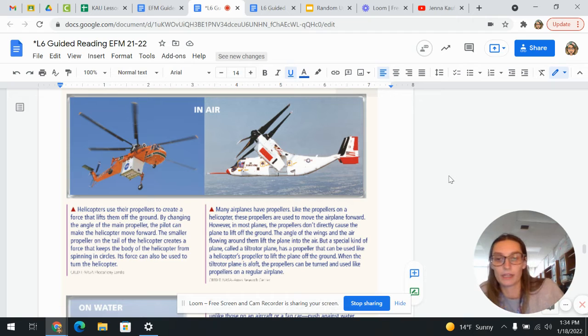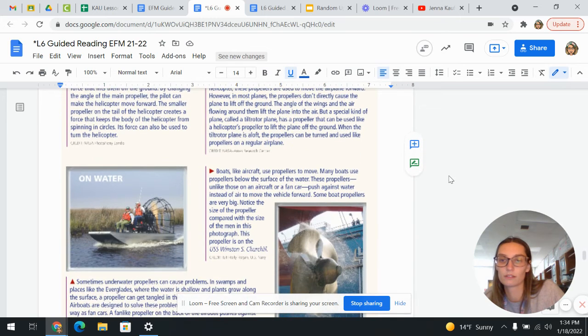But a special kind of plane called, and it's a little bit blurry, so I think it says tiltrotor plane, has a propeller that can be used like a helicopter's propeller to lift the plane off the ground. When the tiltrotor plane is aloft, the propellers can be turned and used like propellers on a regular airplane.